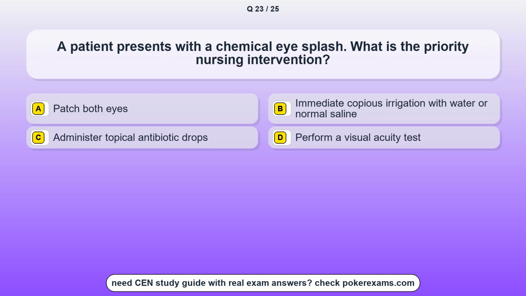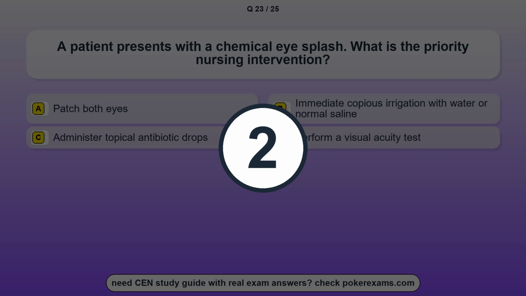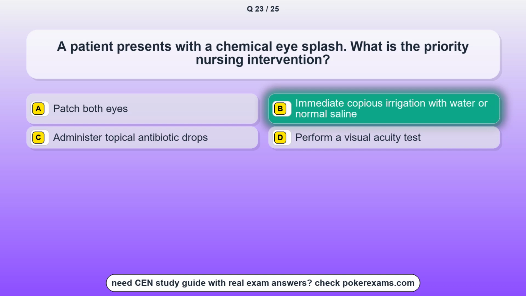Question 23. A patient presents with a chemical eye splash. What is the priority nursing intervention? Option A: patch both eyes. Option B: immediate copious irrigation with water or normal saline. Option C: administer topical antibiotic drops. Option D: perform a visual acuity test. The correct answer is option B: immediate copious irrigation with water or normal saline.